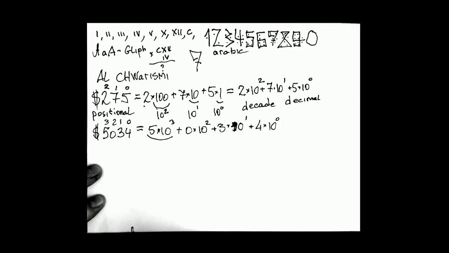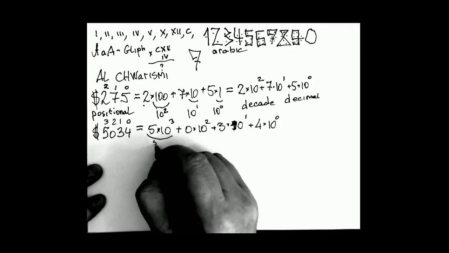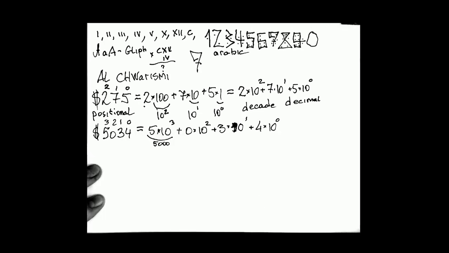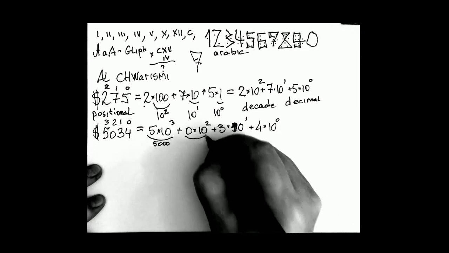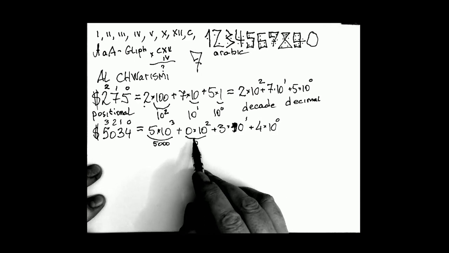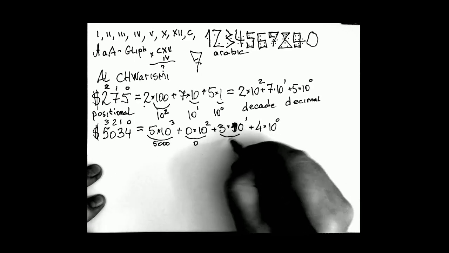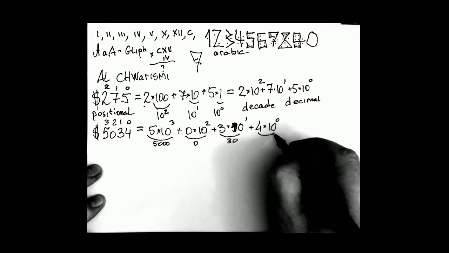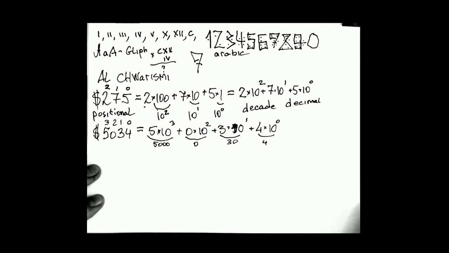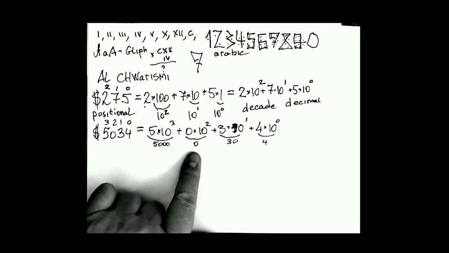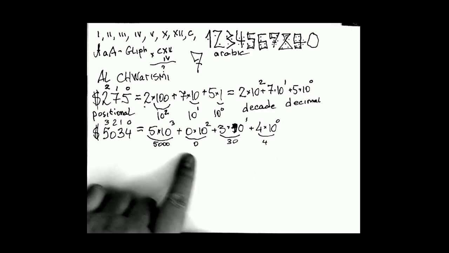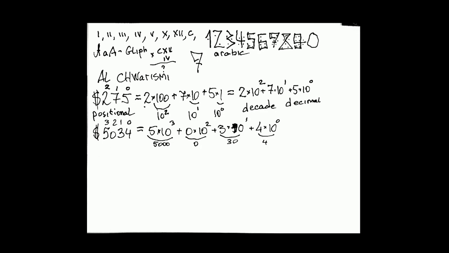Now can we calculate it? This is 5,000. This is 0, because multiplication by 0 gives you 0. This is 30, and this is 4. When you sum these pieces, you find exactly 5,034. The 0 we are just missing; we don't need to pronounce it.